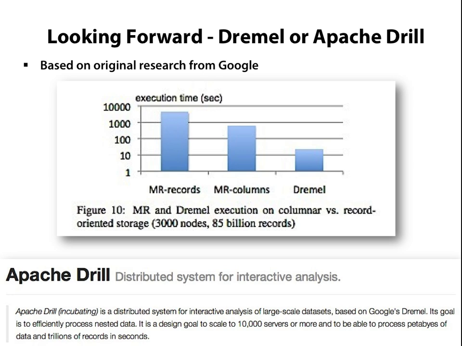So it's a design goal to scale to 10,000 servers or more and be able to process petabytes of data and trillions of records in seconds. And from their white paper, you can see I've copied out a graphic here that compares execution time between traditional MapReduce and Dremel. And you can see Dremel is exponentially faster.